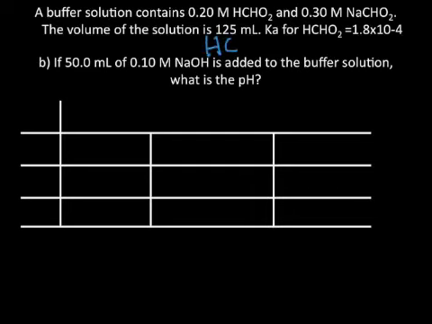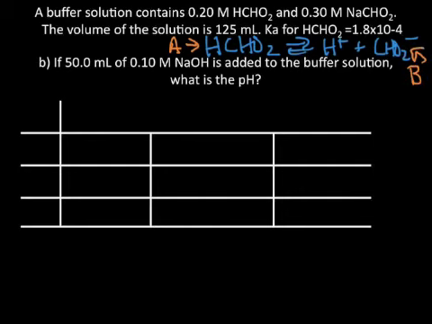So before we set up our before change after table, let's go ahead and look at the overall equilibrium of the buffer. So there's our HCHO2, and that's dissociating into H plus and CHO2 minus. We can label this: this is our acid component here, and over here, this is our base component. So when we set up our BCA table, what we have to figure out is which component of the buffer is reacting with what's added.